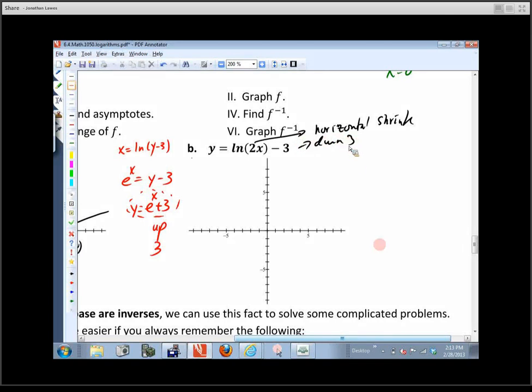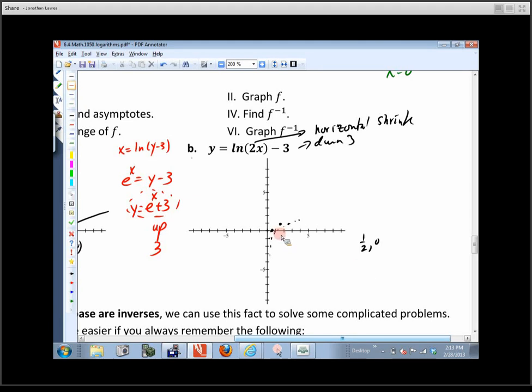Down 3. So if the original ln graph looks something like this, we're going to horizontally shrink it. So that's going to take this point that was right here, and it's going to move about halfway back. That's going to move about halfway back, and that's going to move halfway back. So this point right here is 1/2, 0 is what it would be. That's that point. Okay, now that's the right shape.